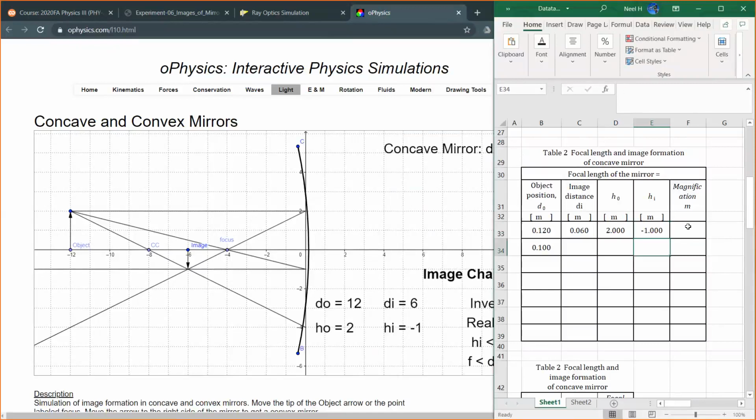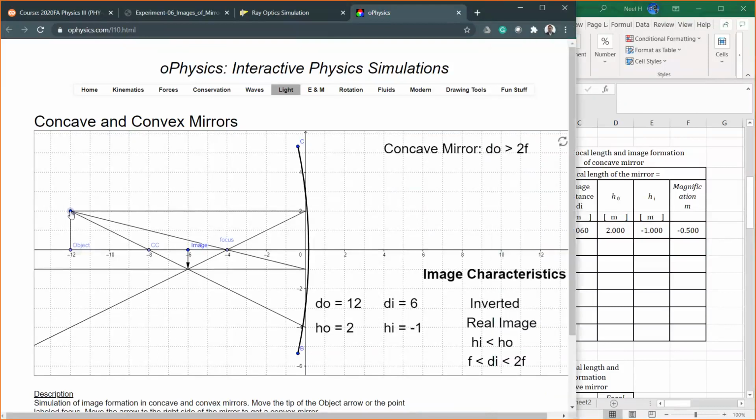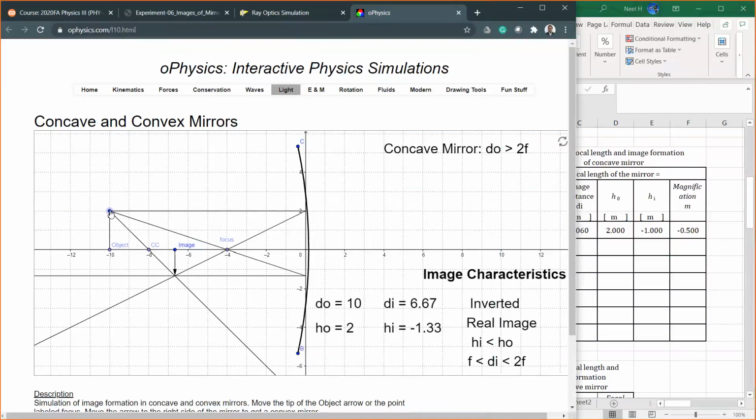And I can do the magnification, just the ratio, which means image height over the object height. So that's going to be about half, right? You can see the image is about half of the object, but that negative sign represents it is inverted, right? You can see the arrow is upside down. So that's the idea. Now all we have to do is bring this object slowly. We'll bring it 2 at a time at this point, okay?